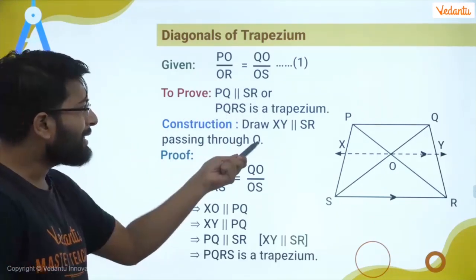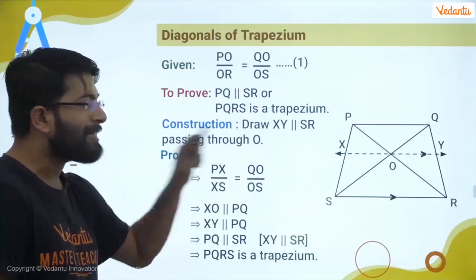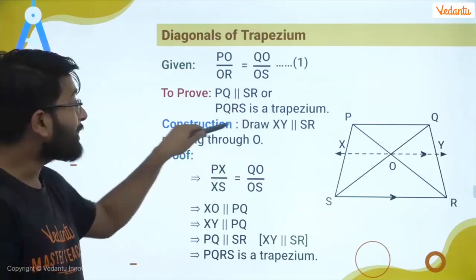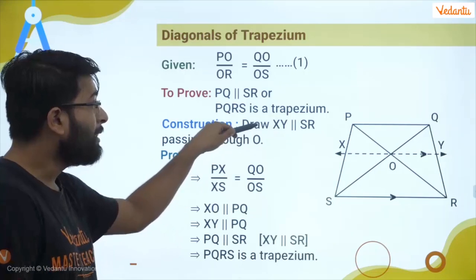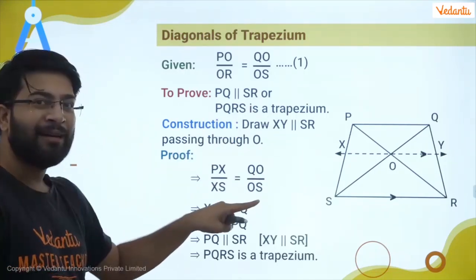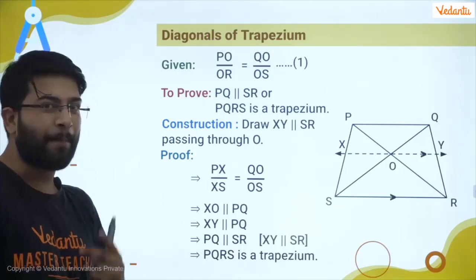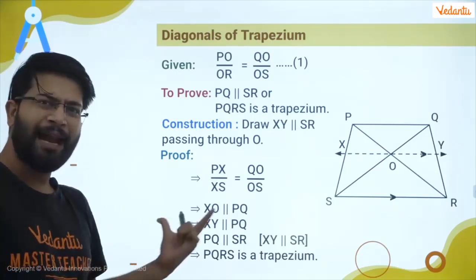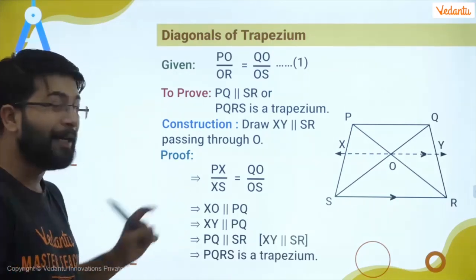So we can say that PQ is parallel to SR also, because in the beginning we constructed a line which is parallel to SR. Hence, if a quadrilateral has two opposite sides parallel, it is a trapezium. Hence we have proved it. I hope it is clear.